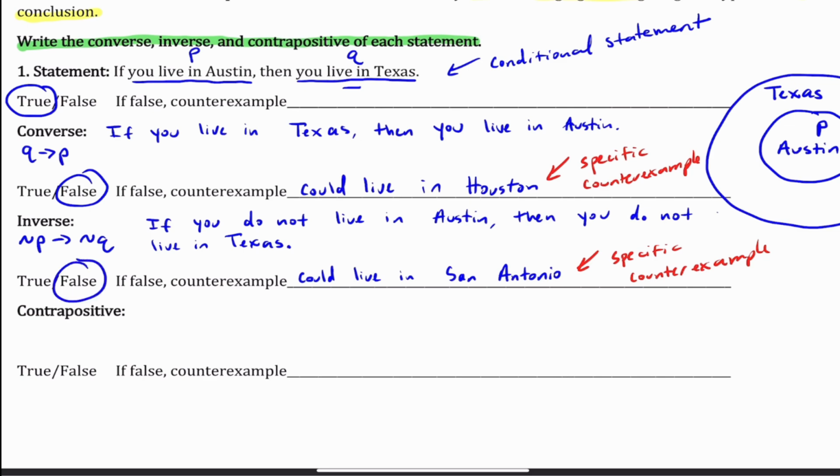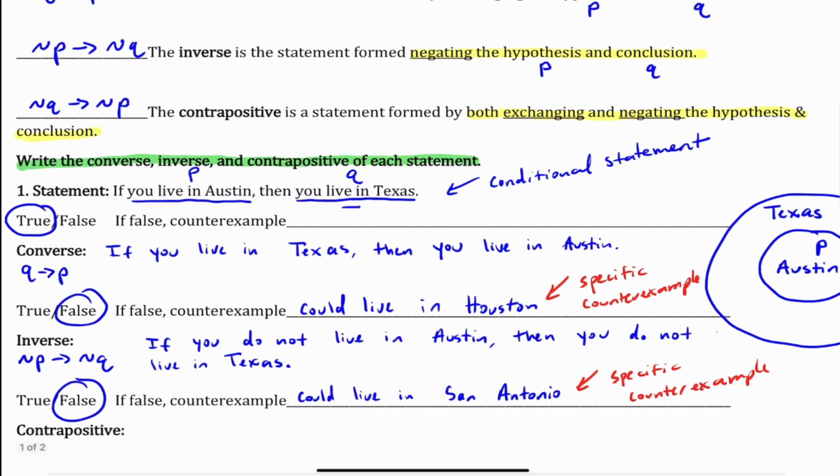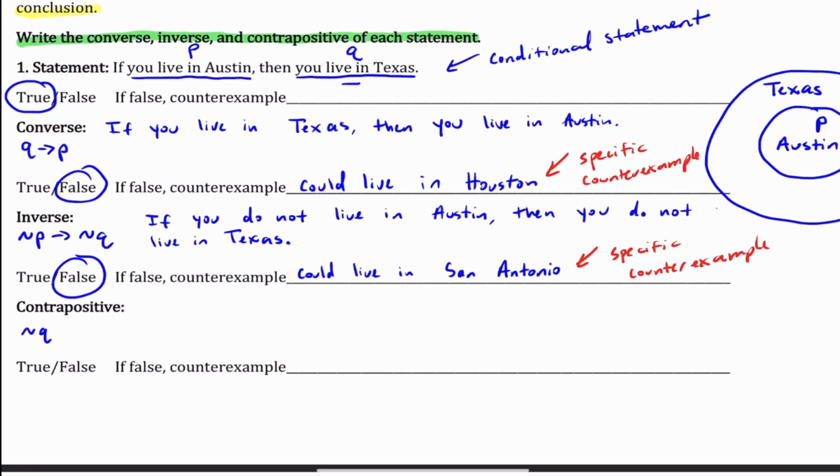Now we're going to look at the contrapositive. The contrapositive is a statement formed by both exchanging and negating the hypothesis and conclusion. So it would be not Q, then not P. So the contrapositive of this statement would be, if you do not live in Texas, then you do not live in Austin.